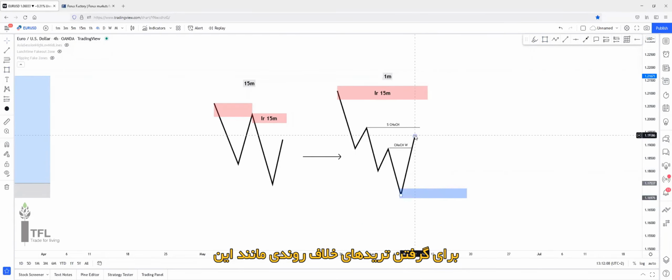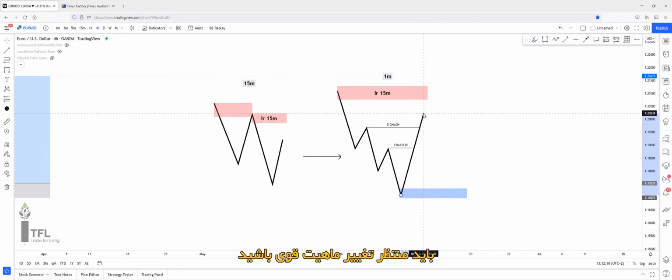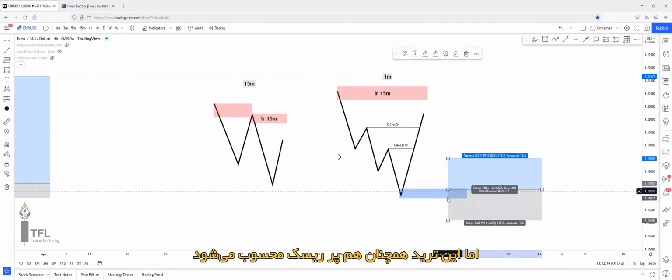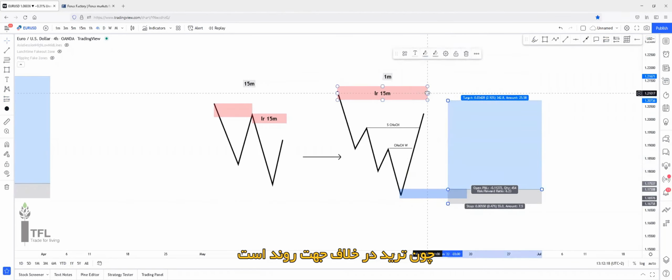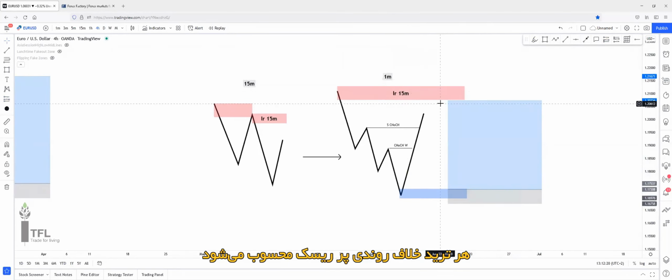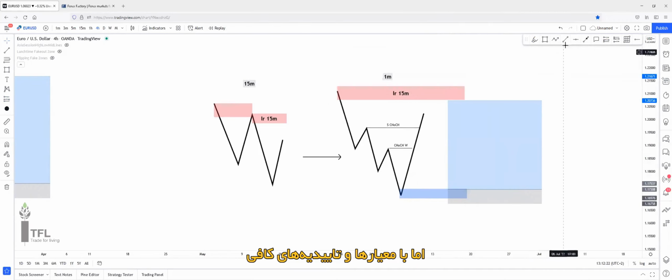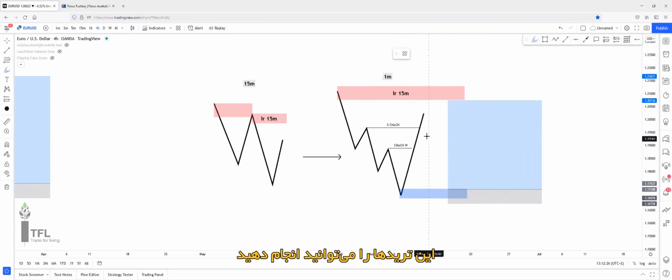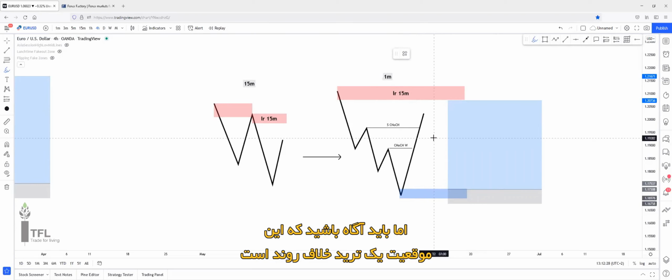In order to take a counter trend trade like this, you have to wait for a strong change of character. And in this case, this trade is still considered risky. This is still extremely risky, because this is a counter trend trade. Every single counter trend trade can be considered risky. But with enough confluences, with enough criteria, these trades can be played. You just have to know that this is a counter trend trade and counter trend opportunity.